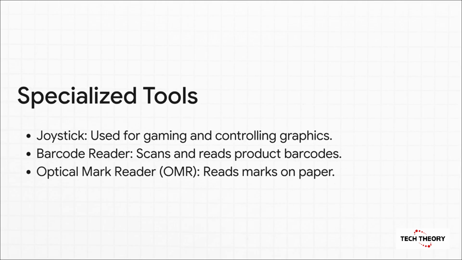And then you have the specialists. You probably don't have these sitting on your desk, but they're out there solving very specific problems. A joystick gives you that fine-tuned control for gaming. A barcode reader makes checkout at the grocery store super fast. They're all just different ways of talking to a computer to get a very specific job done.